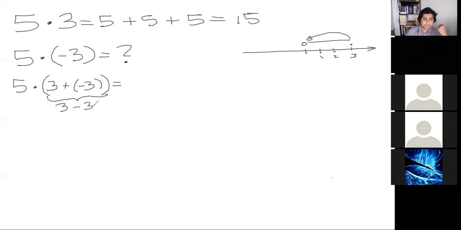So what is this going to be? Well, 3 minus 3 is 0, of course. Any number minus that same number is 0. So that means that this whole term is going to be 0. That means that 5 times this term is also going to be 0, right? Because any number times 0 is going to be 0. So we know that to be 0. All right. Okay, cool.